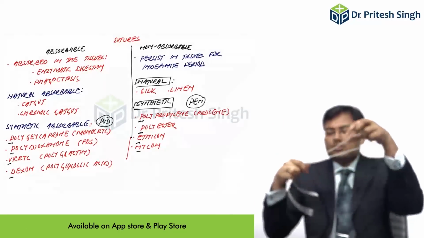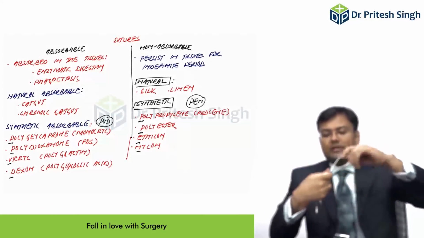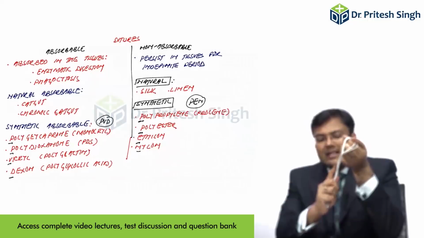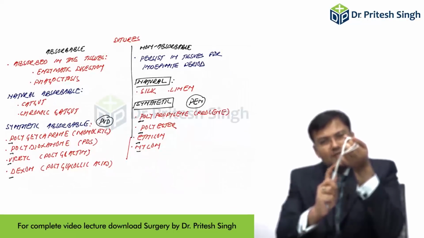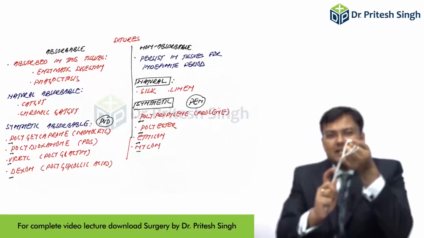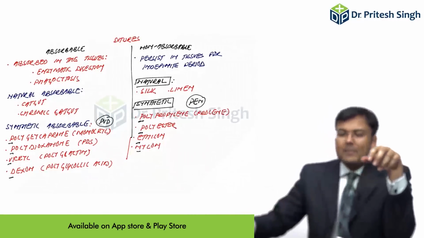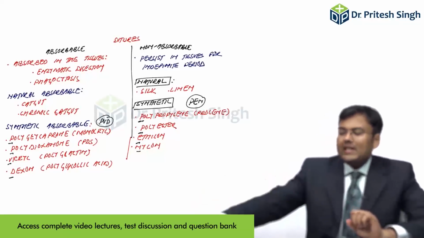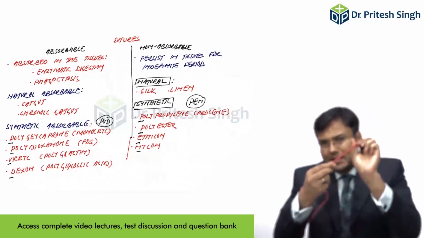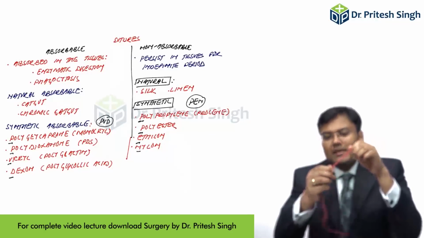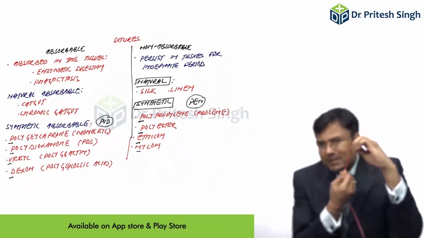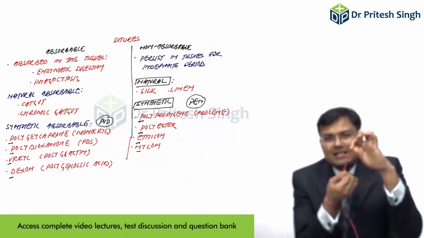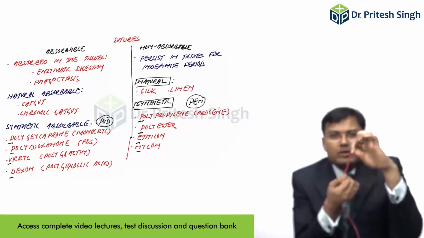Now, what do you mean by polyfilament? Can you see? Multiple strands are braided together. When the multiple strands are braided together, there is space between individual filaments, and that is known as crevices. In those crevices, bacteria can lodge, and that's why there is increased risk of infection. It's something like this. There are multiple strands, and because of these multiple strands, there are spaces in between known as crevices.